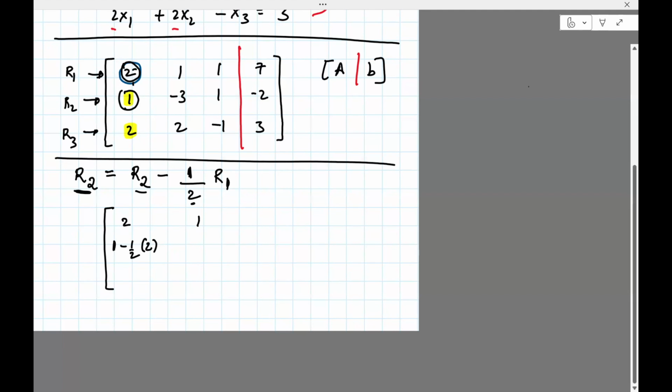Need more space. Next, we do row 2, so that is minus 3 minus half of row 1, that row 1 element is here, so it's 1. Next, we have 1 minus half row 1, so it's 1. And then we have to also do it on this side, so minus 2 minus half row 1, 7.